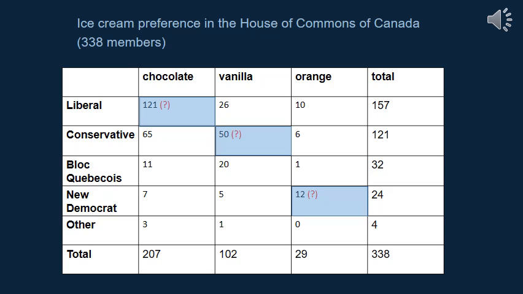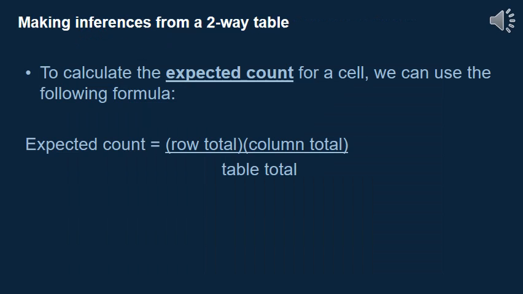But these observed counts are different from the expected counts, the counts I would expect if there was no correlation between their political affiliation and their ice cream preference. These expected counts, there's a way to find them. There's a way to calculate them. And this is the little formula we use to calculate the expected count for each cell of a two-way table. I take the total of the row, I multiply by the total of the column, and I divide by the total of the table.